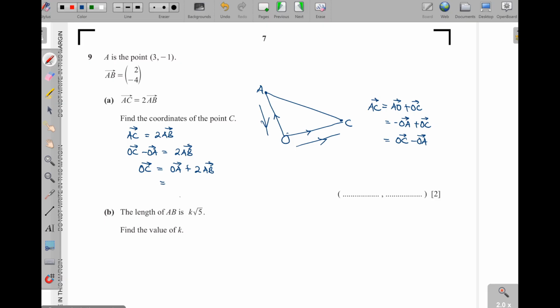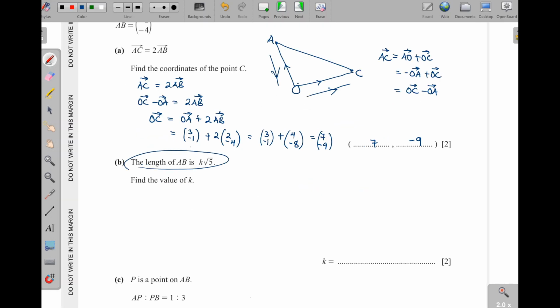Now OA is (3, -1). Here it is given as a point, coordinates, but its position vector, you just make this one column, then plus 2 times AB, which is (2, -4). So we shall have 3 here, then plus, this will be a 4, and then -8. You add the corresponding entries. So this one will give us a 7 and then a -9. So meaning the coordinates will then be (7, -9).